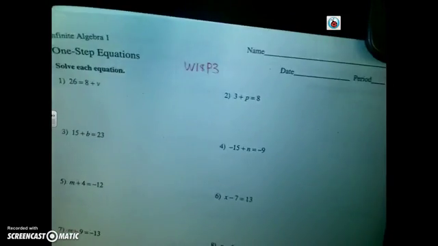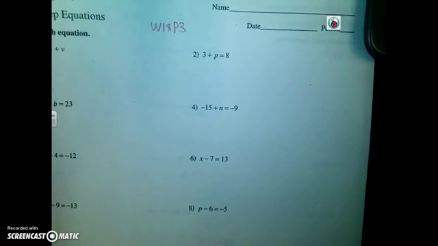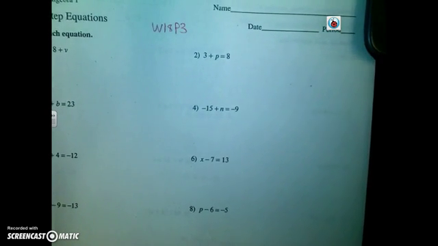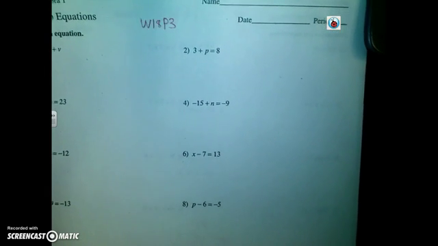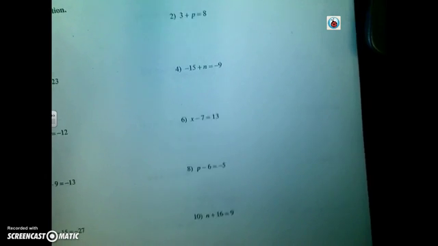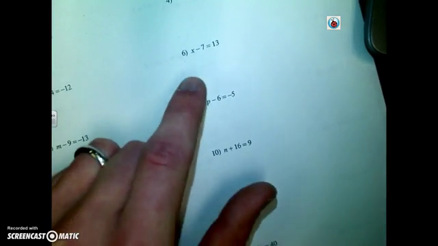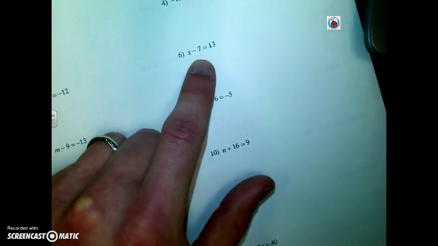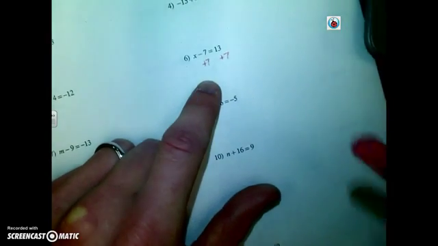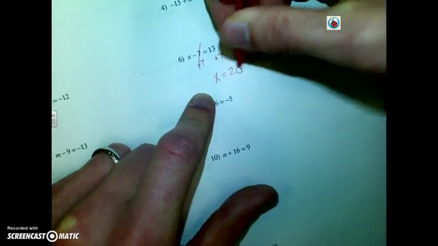So week 18, page 3 here, it's one-step equations for us. So that means we're just going to be doing addition, subtraction, multiplication, or division to solve one out. Now, these are the very first kind of equations we solve because they're the easiest, right? We're just doing the opposite of whatever is going on with the x. So this is x minus 7. We'll add a 7 to both sides. So this will give me x is equal to 20.